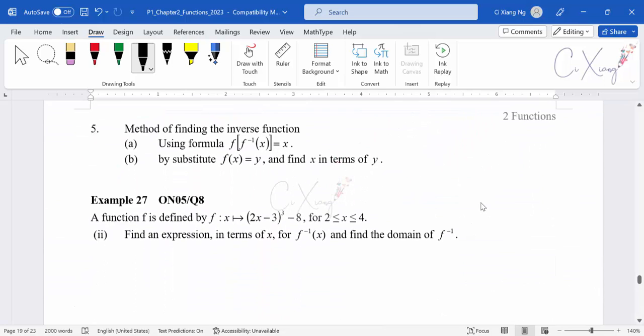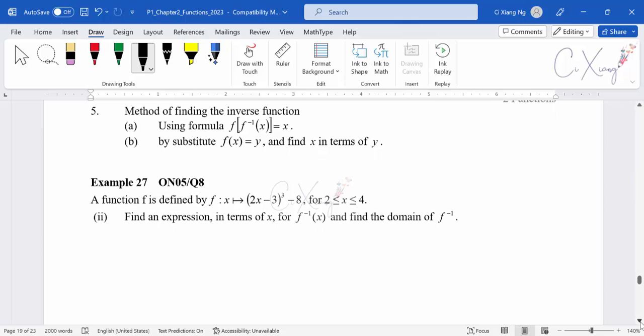To find the inverse function, there are a few ways. There are many ways that you can use. Some students will use the formula f inverse x equals x, where they are using the composite function: f composite with f inverse x equals x. So this is the composite function technique. If you want to know how the composite function works, you can go and review the previous video, but I forget which video it is already.